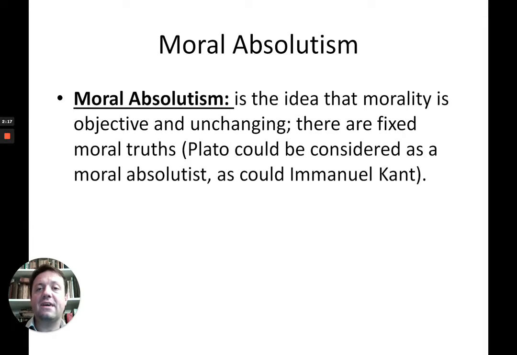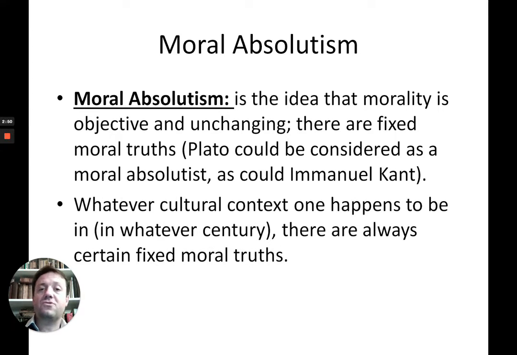So relativism can be contrasted with what is known as moral absolutism. And moral absolutism is the idea that morality is objective, fixed, and unchanging. In other words, there are moral facts. And as you will see in videos on moral realism, Plato could be considered a moral absolutist, as could Immanuel Kant, although for very different reasons.